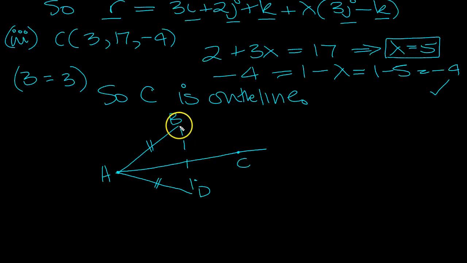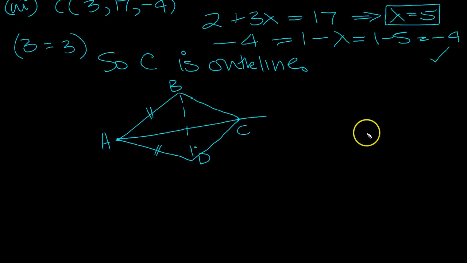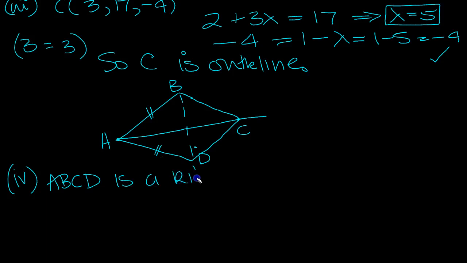Okay, so we got something like this, and there's BC and CD. So we can see this is a kite, can't we? So part 4 then, ABCD is a kite. ABCD is a kite.